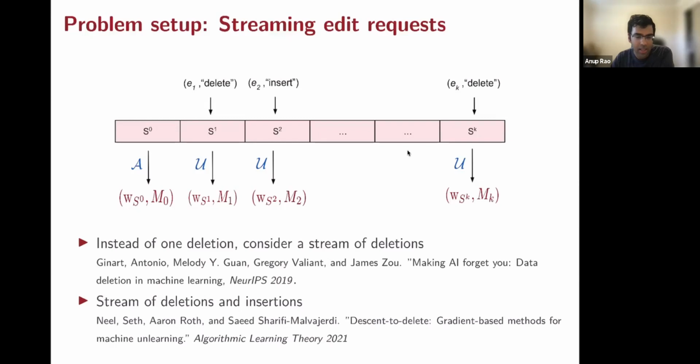So the first paper I know that was about machine unlearning is this paper in 2019 by Antonio, Guan, Valiant, and Zhu. And they considered a stream of deletion requests. And the paper that I mentioned earlier, the one by Seth-Roth and Malvajardi, they considered both deletions and insertions. Let me know if you have any questions at any point.